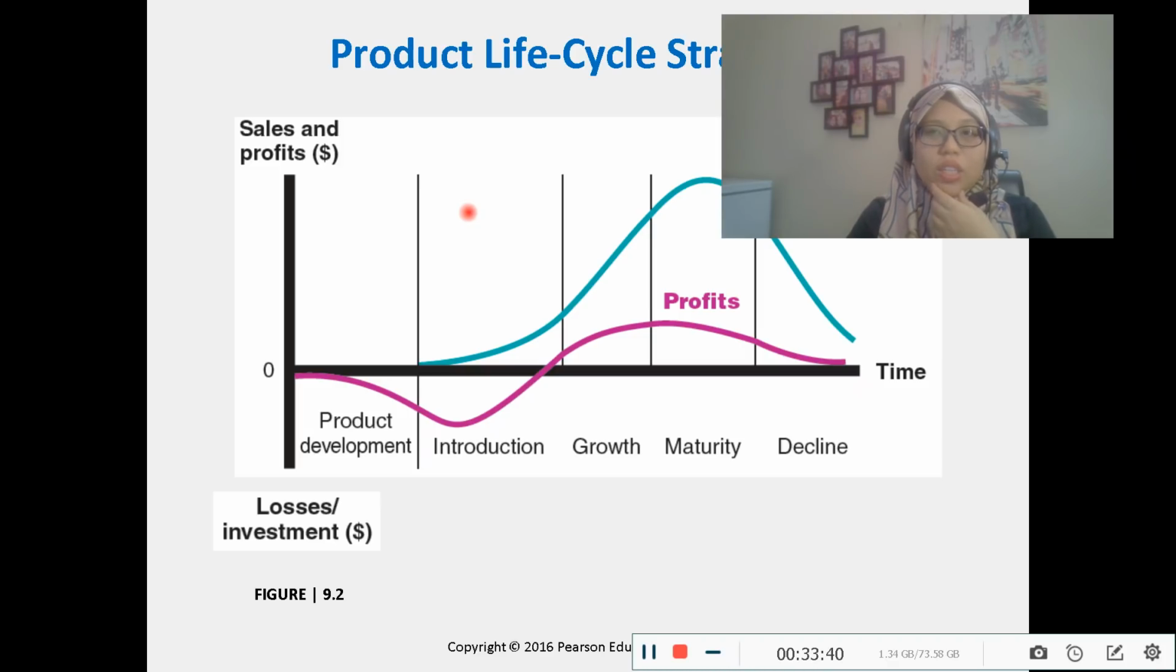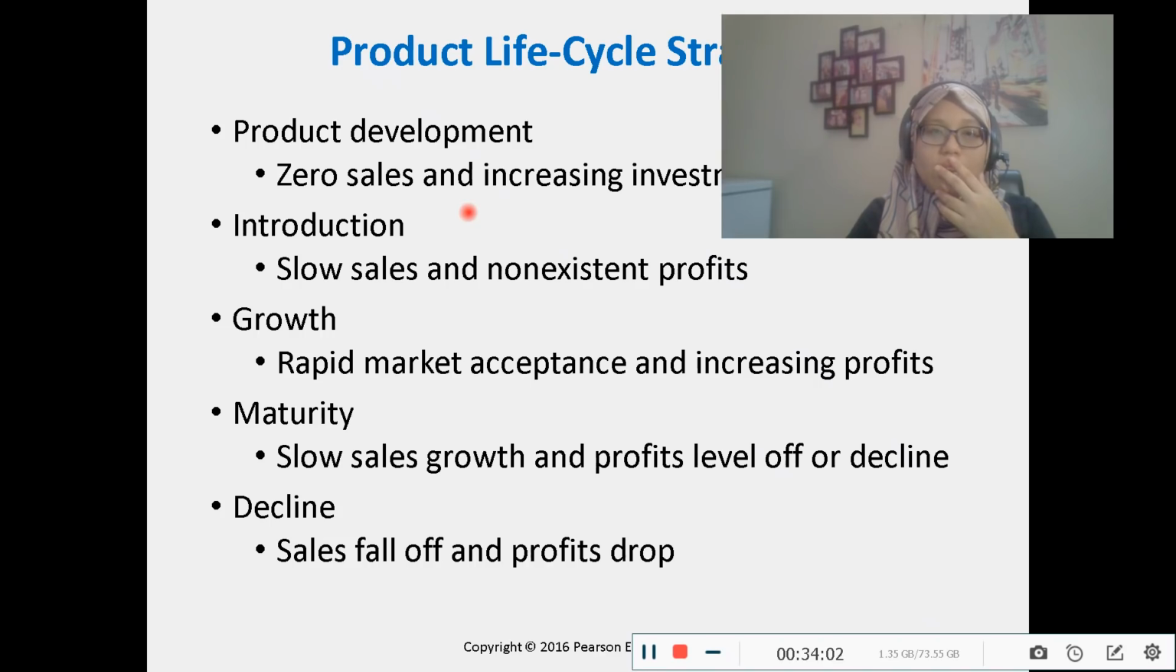Okay, so these are the four product life cycle stages that you need to understand, because this is not only important for this subject which is marketing, it also can be used for other subjects because it is one of the popular concepts relating to product. But this one kita ada tambah lagi satu, product development.